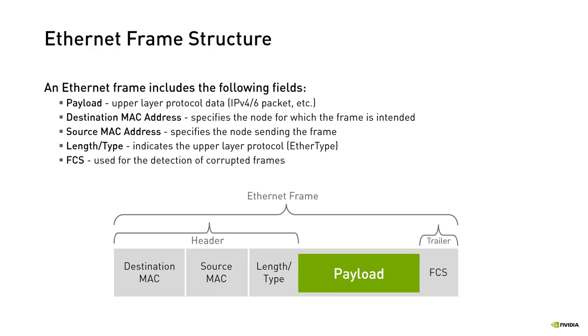The FCS is used to detect corrupted frames. Generally, when corrupted frames are dropped, Ethernet doesn't retransmit them. This is the responsibility of upper layer protocols such as TCP. The number listed under each field represents its size in bytes.